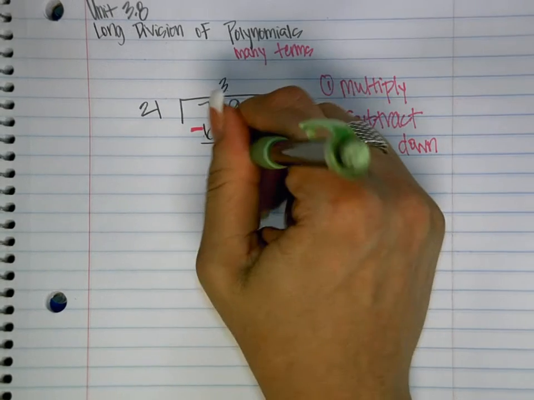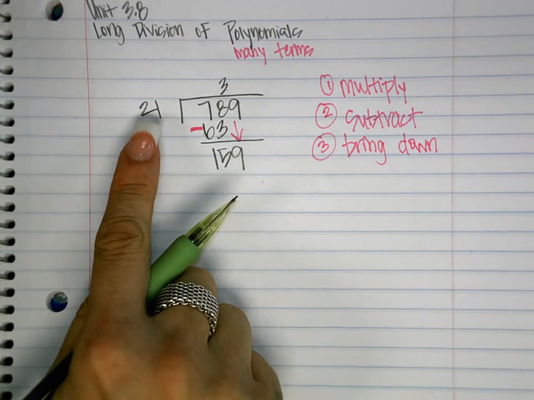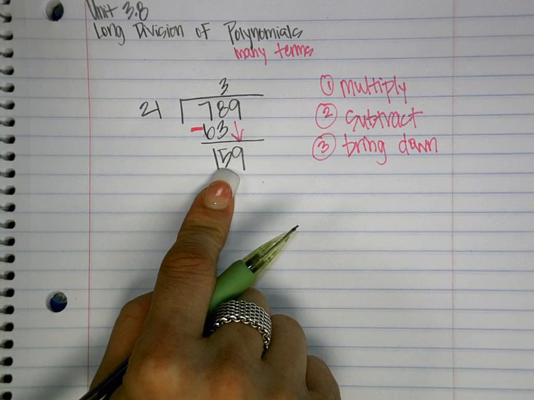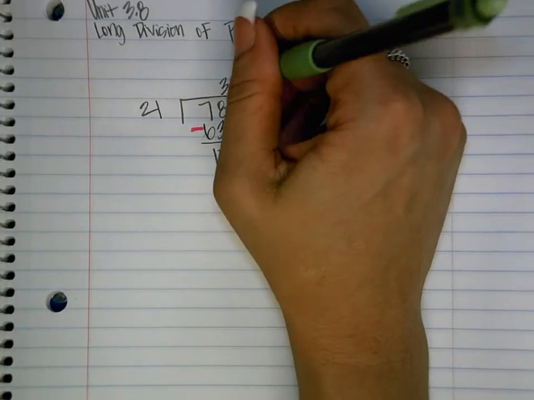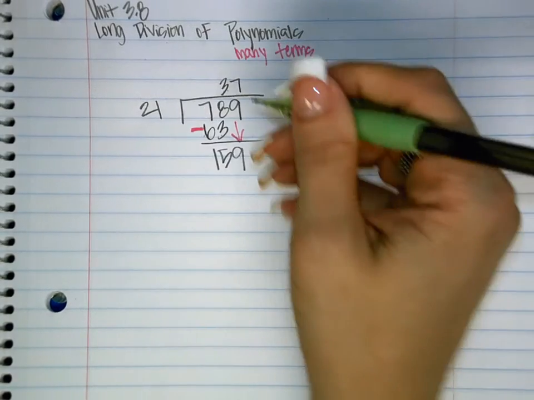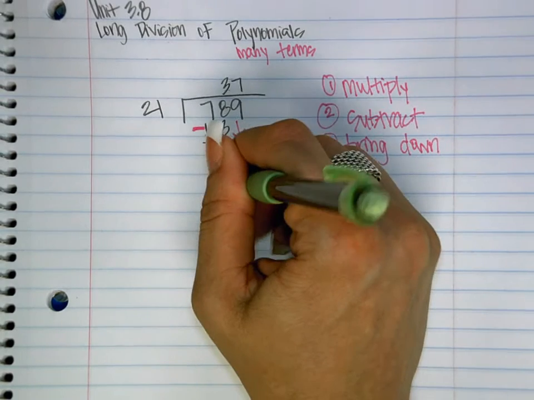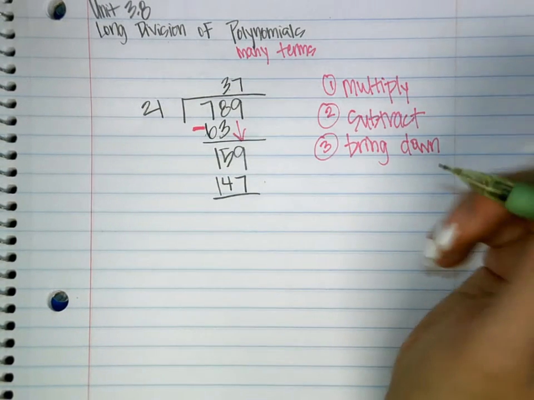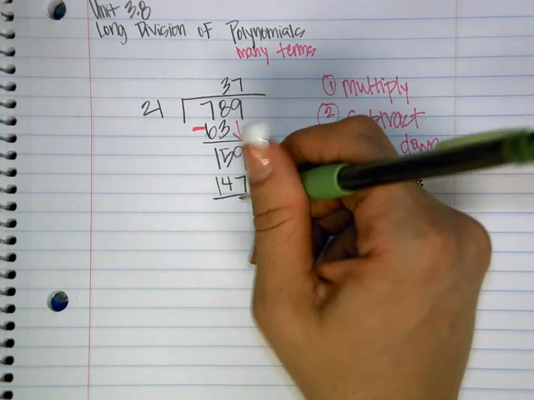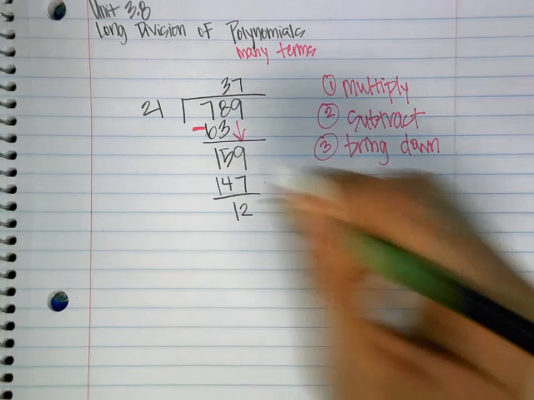If you bring down that 9, then you think of, okay, how many times does 2 go into 15? That's 7, right? So 2 goes into 15 7 times. If you multiply 3, you get 147. Then again, start all over. We multiplied, then subtract, so you'd get a 12.